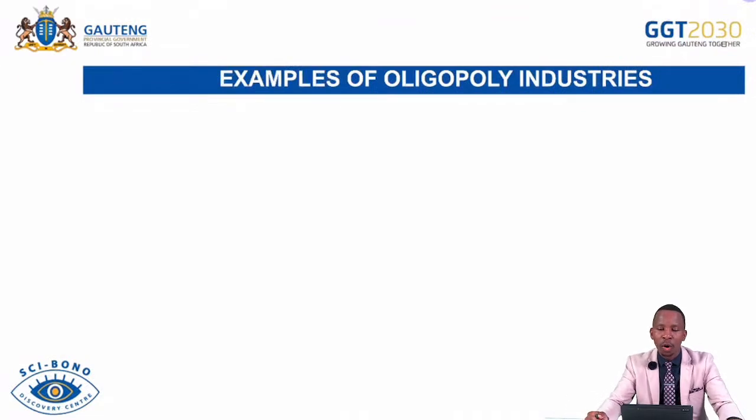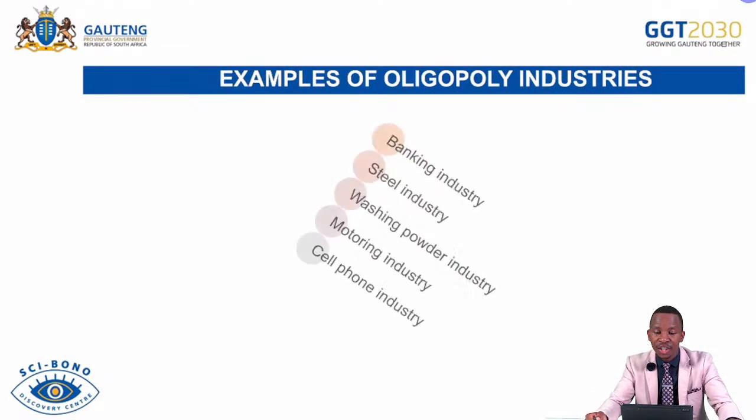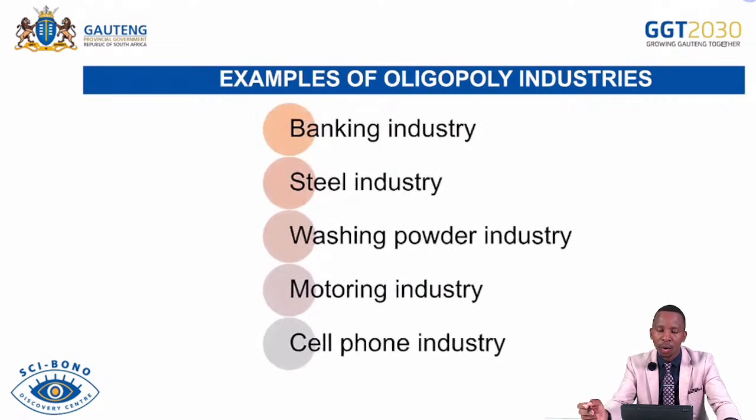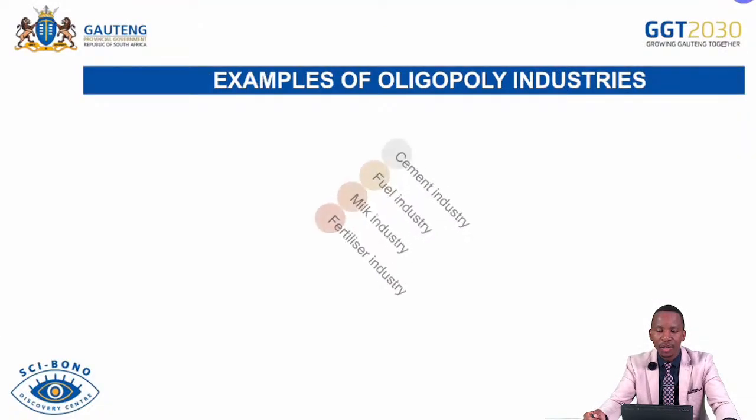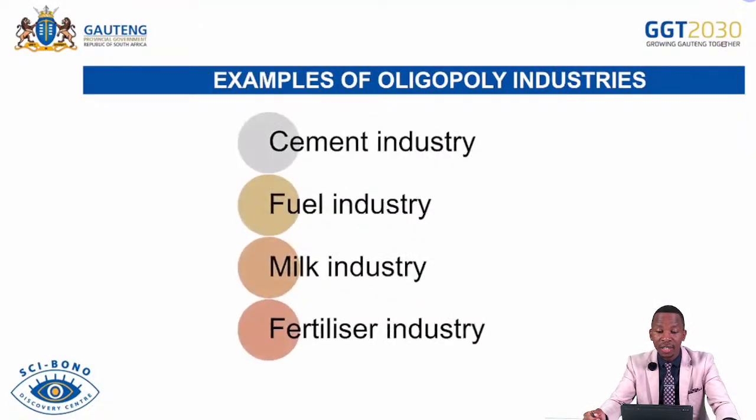And then, examples of oligopolies. Which industries operate under oligopoly? We talk about the banking industry. The banking sector is under oligopoly because you can see their practices, and also the capital required in there is too high. We talk about the steel industry, washing powder industry, motoring industry, cell phone industry. We continue with the cement industry, fuel industry, milk industry, as well as fertilizer industry. All of these are examples of industries within the oligopoly market.